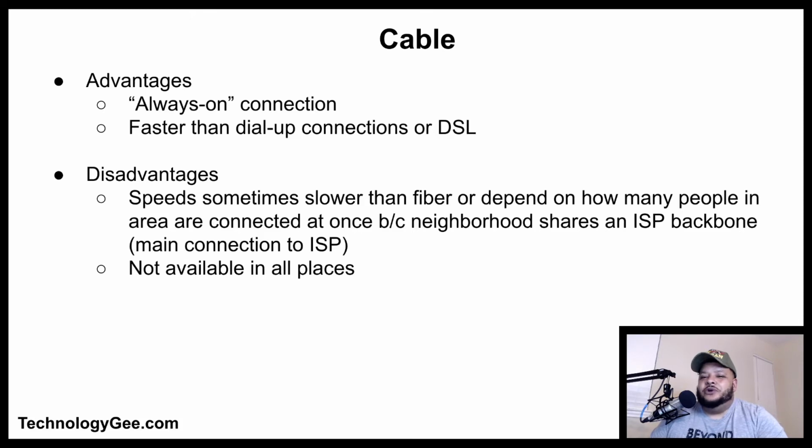There are only two real major advantages to cable. The first one is it is an always-on connection. And also it is faster than dial-up connections or DSL. The disadvantages of cable are speeds are sometimes slower than fiber, or depending upon how many people in the area are connected at once to the neighborhood that shares your ISP backbone, which is your main connection to the internet, that can affect your speed as well. And the other disadvantage is cable internet is simply not available in all places.